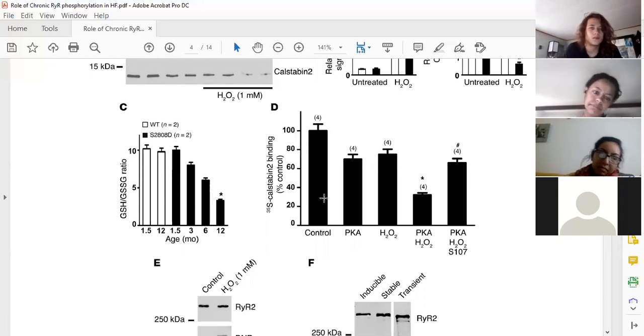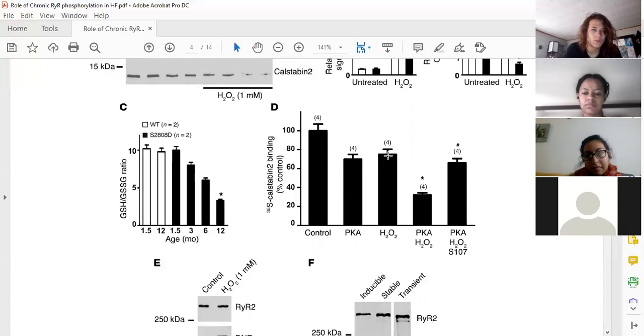What does this figure mean to you? Here's control. So this is normal, right? And this is calstabin bound to the ryanodine receptor. Okay, S35. So they've labeled it with radioactivity. So this is the normal amount of calstabin on the ryanodine receptor. What happens with PKA phosphorylation? It decreases.